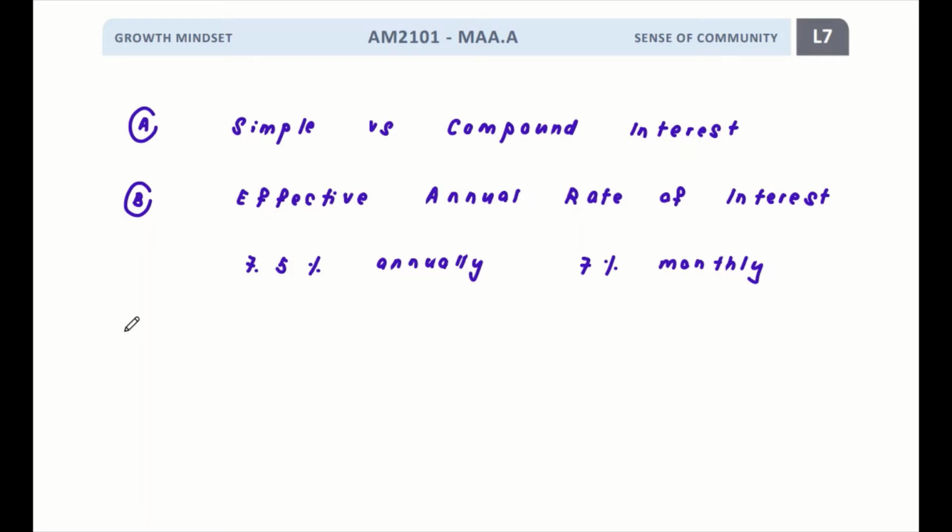Then in lesson C, we talked about how we use our finance calculator to help us solve questions about compound interest. That's the first time that you were introduced to the finance solver. I hope that by this time you are quite familiar with it already.